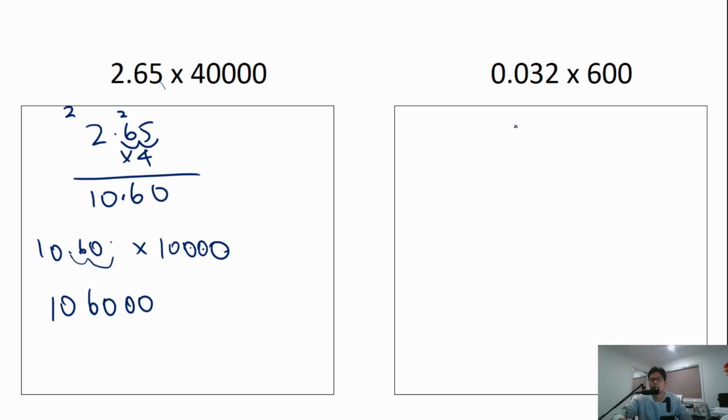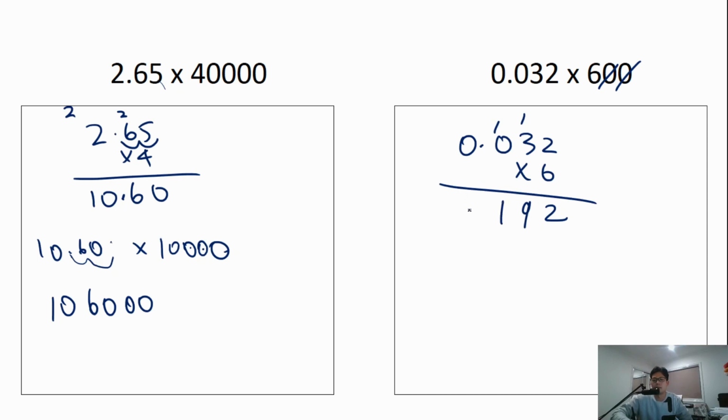Let's try the next one here. 0.032 times 600. I'm just going to ignore these 2 zeros again. That just gives us 0.032 times 6. So 6 times 2 is 12. 6 times 3 is 18, plus 1 gives us 19. 6 times 0 is 0, plus 1 is 1. And 6 times 0 is 0. And there are 3 places behind there, so we go up 3 places. That gives us 0.192.